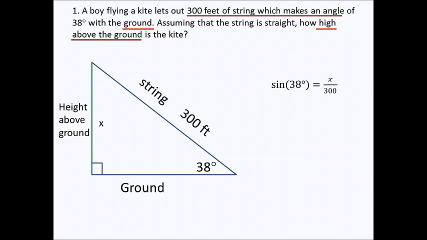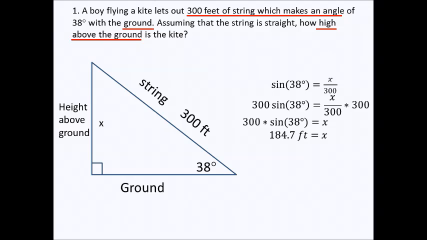The rest becomes algebra. We're going to multiply both sides by 300. The 300s on the right cancel out because we're multiplying and dividing by 300. So we're left with 300 times sine of 38 degrees is equal to x. x is approximately 184.7 feet.